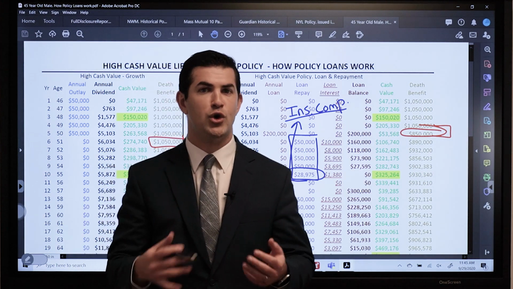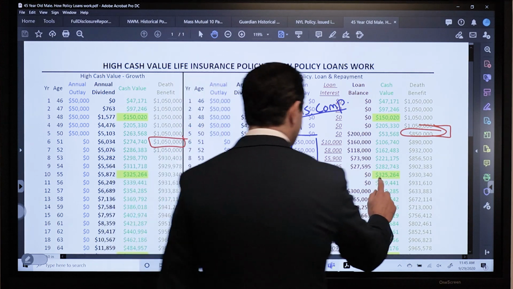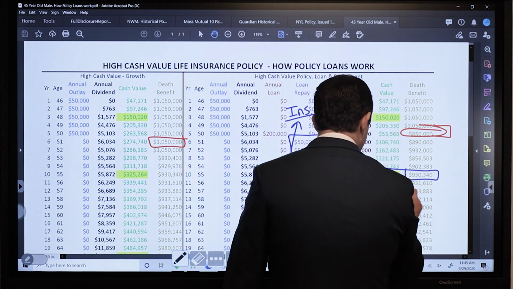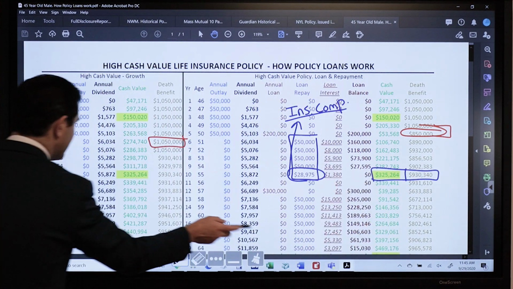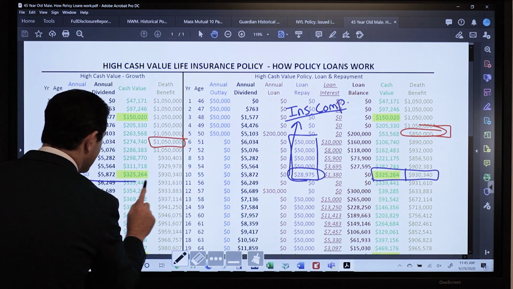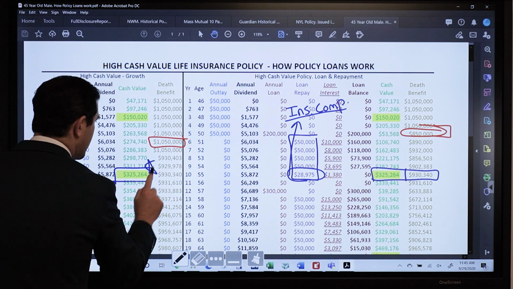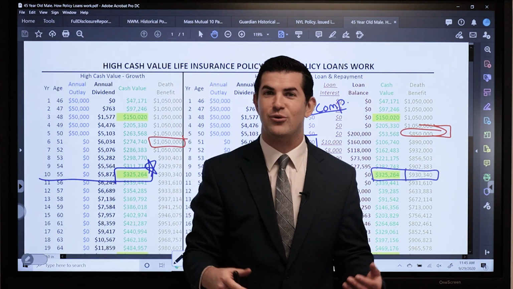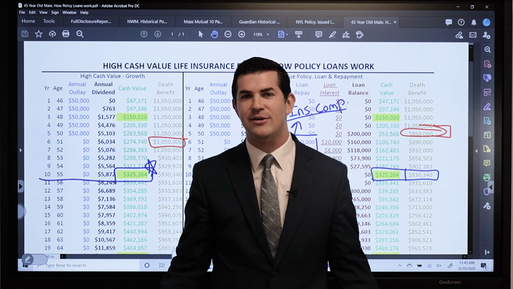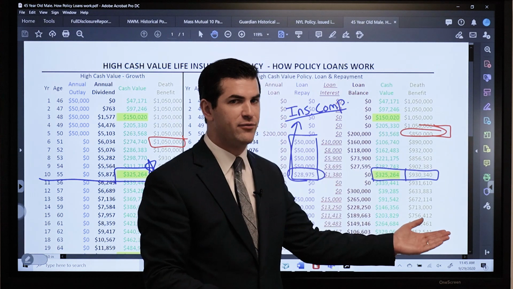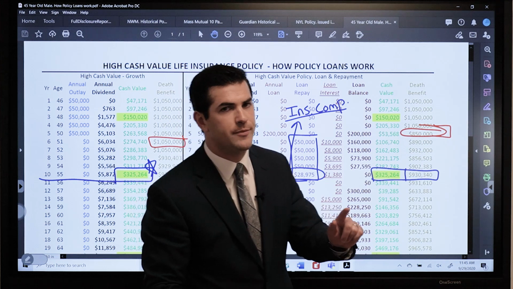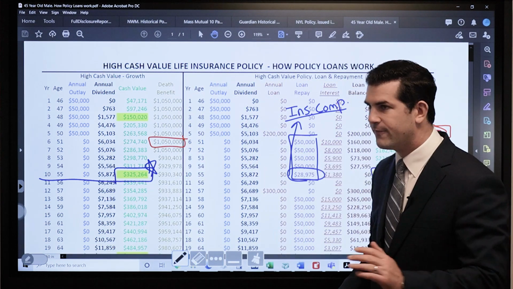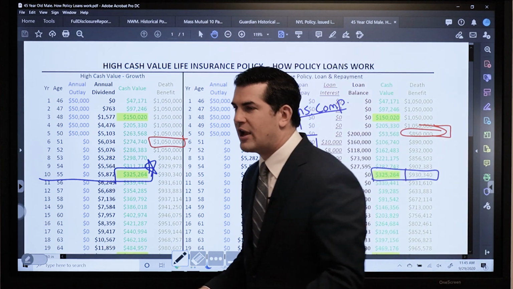However, where it works for you and I as the consumer is once it's paid back, what do you notice here? What's your cash value? $325,000. And then what is it in the example when I didn't touch it and just let my money sit and grow? $325,000. I see my cash value and death benefit, for that matter, fully restored to exactly what it would have been as if I never touched it in the first place. There's no lost opportunity cost.